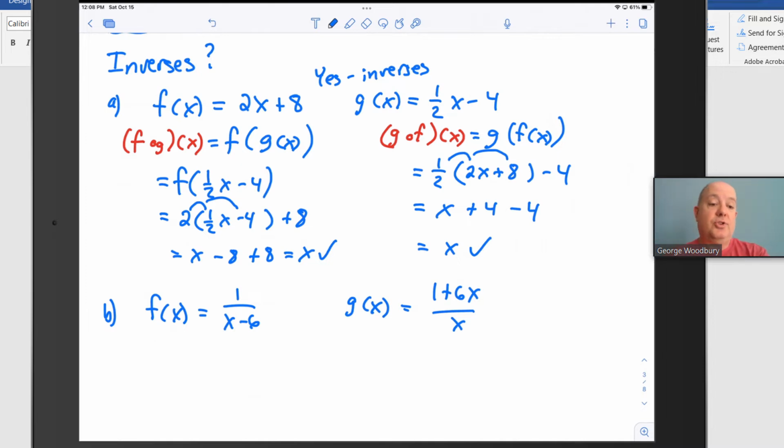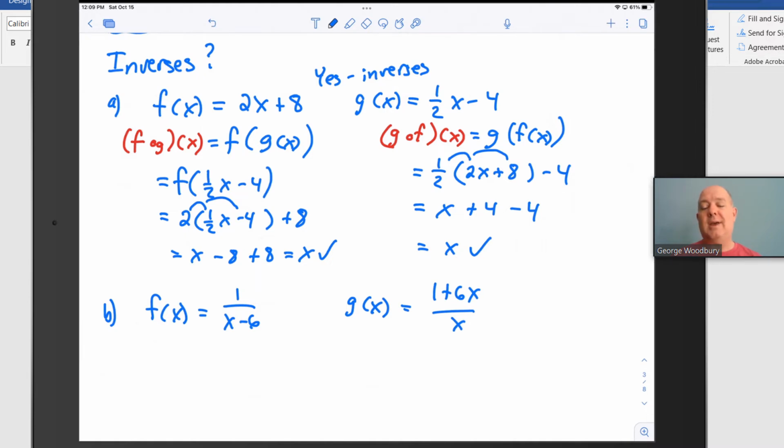You may be wondering, could I just try this with a value? For instance, if I plugged 5 into f, I would have 2 times 5 plus 8, that's 18. If I plug 18 into g, I should get back to 5. And 1/2 of 18 is 9 minus 4 is 5. So that's one specific example where it works, but that doesn't mean that it works for all of them. You've got to use the general input x to verify that this is true.